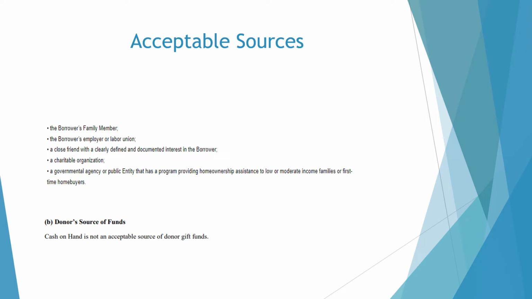Not just anyone is allowed to gift funds for our borrower. FHA states an acceptable party is the borrower's family member, the borrower's employer or labor union, a close friend with a clearly defined and documented interest to the borrower, a charitable organization, a government agency or public entity that has a program providing homeownership assistance to low or moderate income families or first-time homebuyers. Cash on hand is not an acceptable source of a donor's gift.